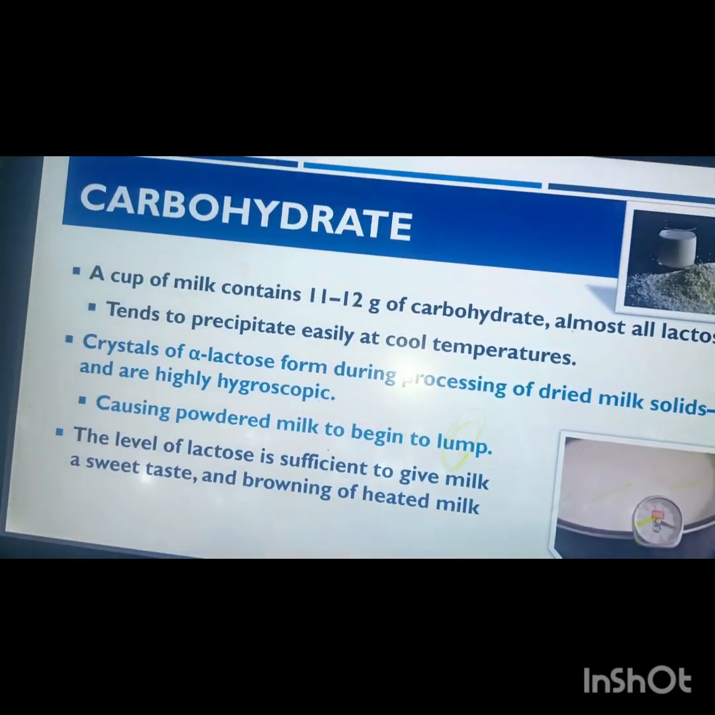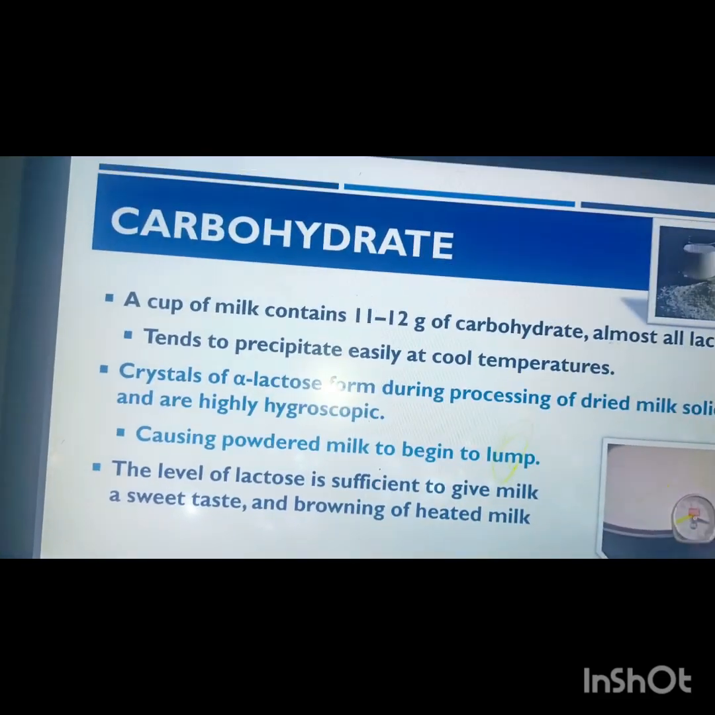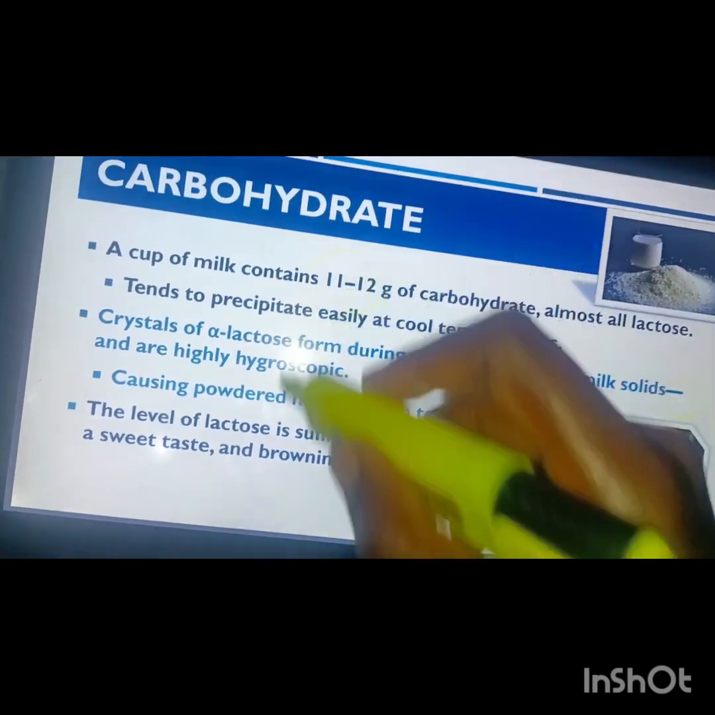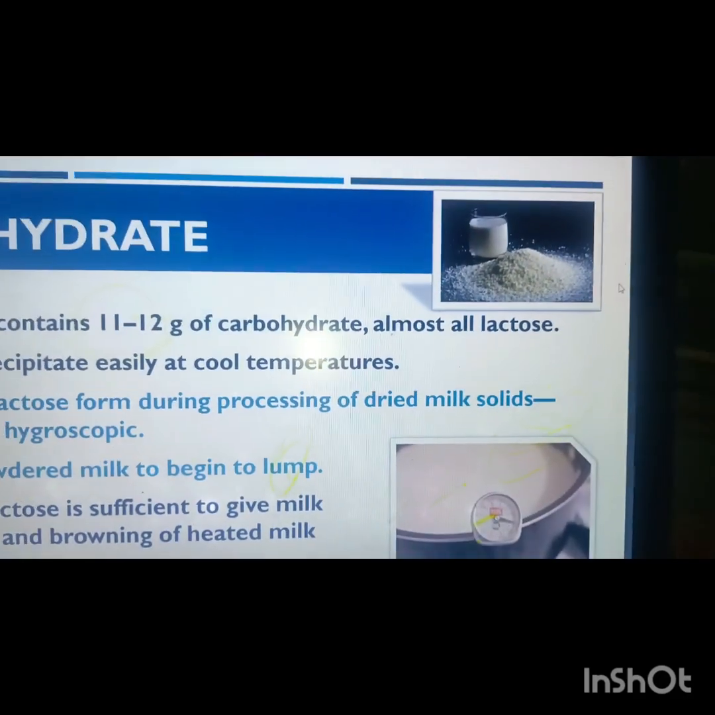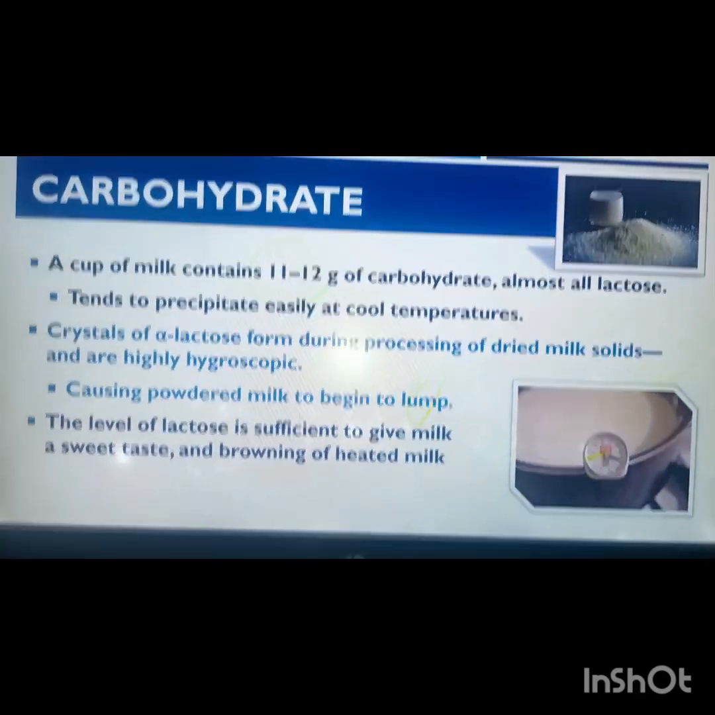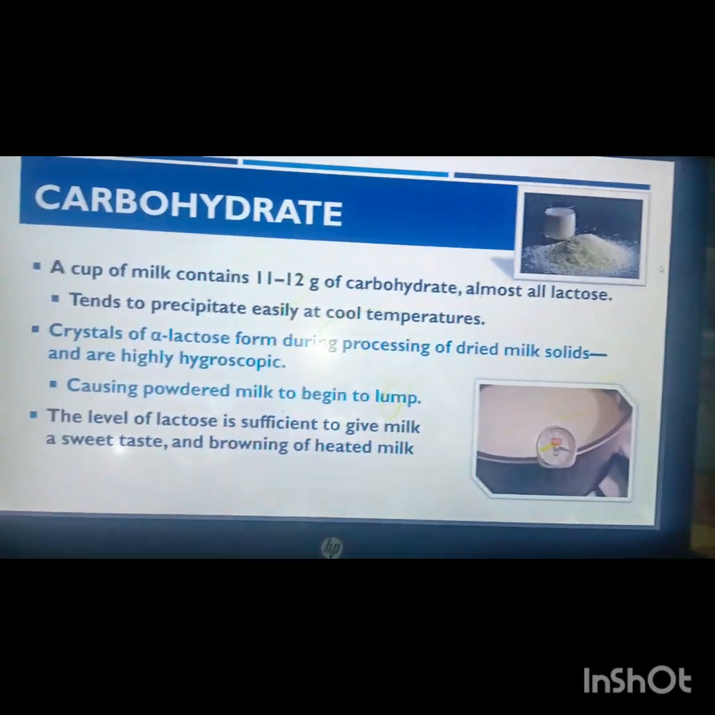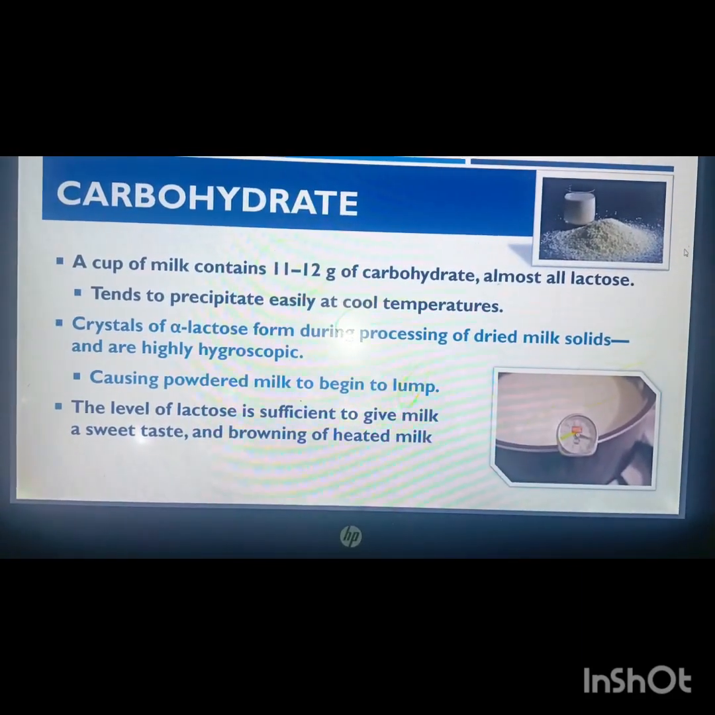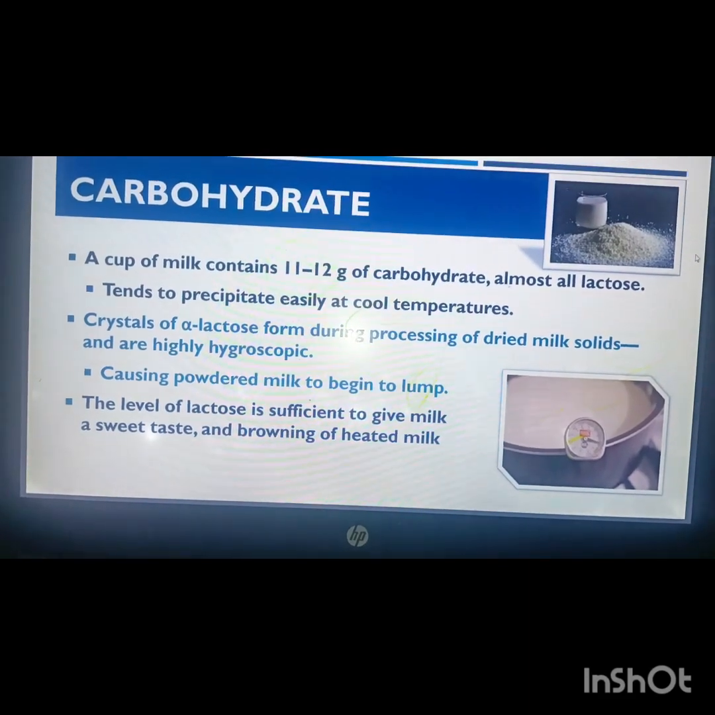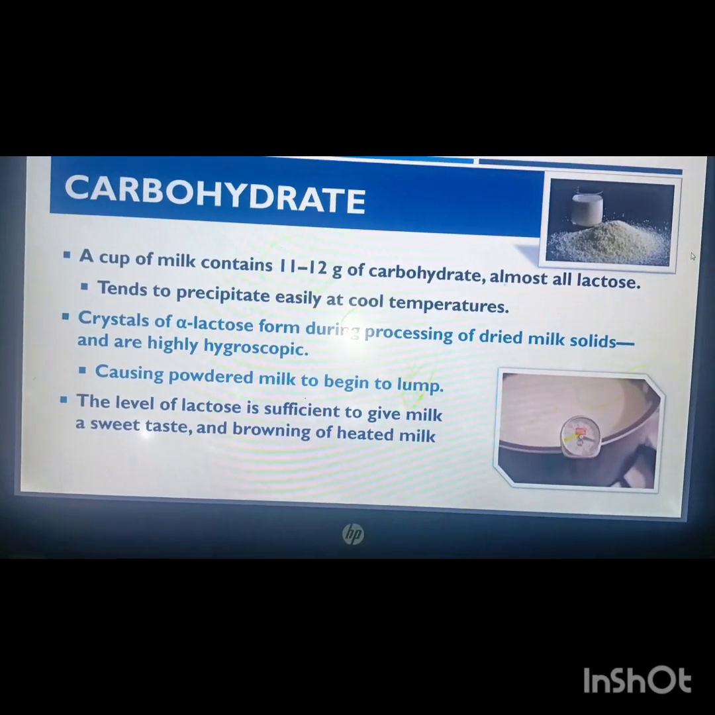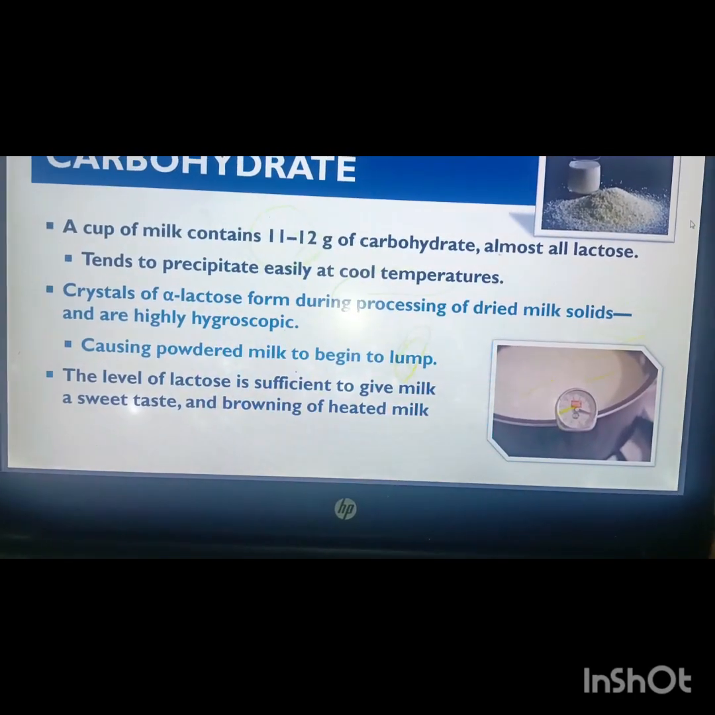We also realize that milk has carbohydrates, which make about 5%. For a cup of milk, you have around 11 to 12 grams of carbohydrates. At cool temperatures, it tends to easily precipitate out. During processing of dried milk solids, we have crystals of alpha lactose, which form when you dry milk solids.